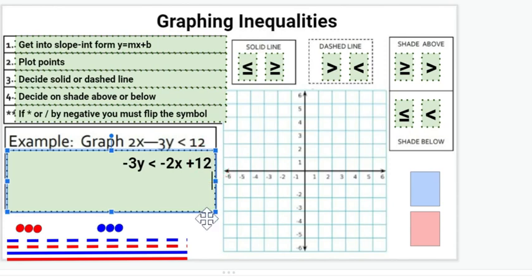Alright, so after I do that, then I need to get rid of that negative 3 that's in front of the y. So I would divide. So that leaves me with just y. And look here, I'm going to divide by a negative. What happens when I divide by a negative? I have to flip the inequality symbol. So instead of y is less than, now it's y is greater than.